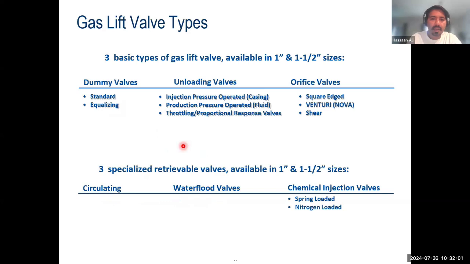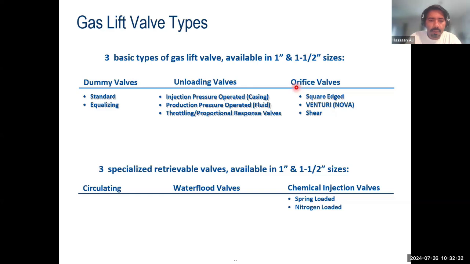There are 3 types of gas lift valves, or 3 basic constructions of gas lift valves. There are dummy valves, which are essentially plug valves. There are unloading valves, which we are going to talk about in coming slides. They are used in the unloading phase of the well only, but they are not used in the production phase of the well. And then there are orifice valves or operating valves, which are primarily used in the operating phase of the well.